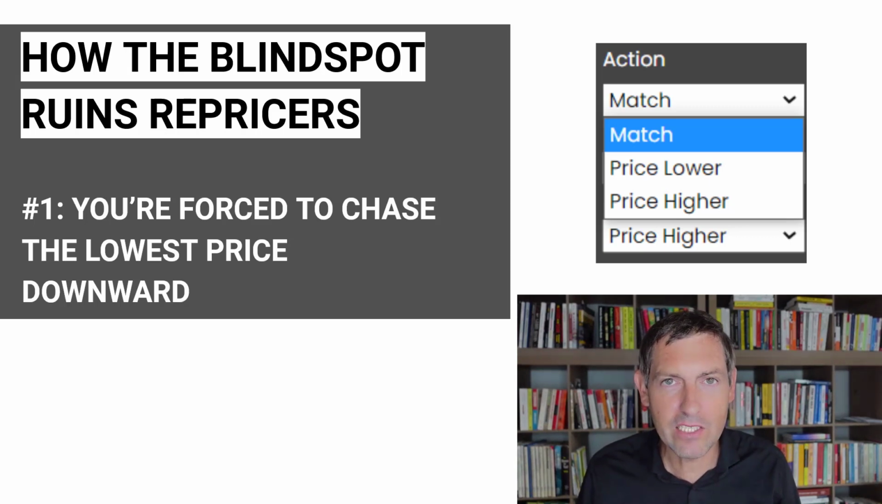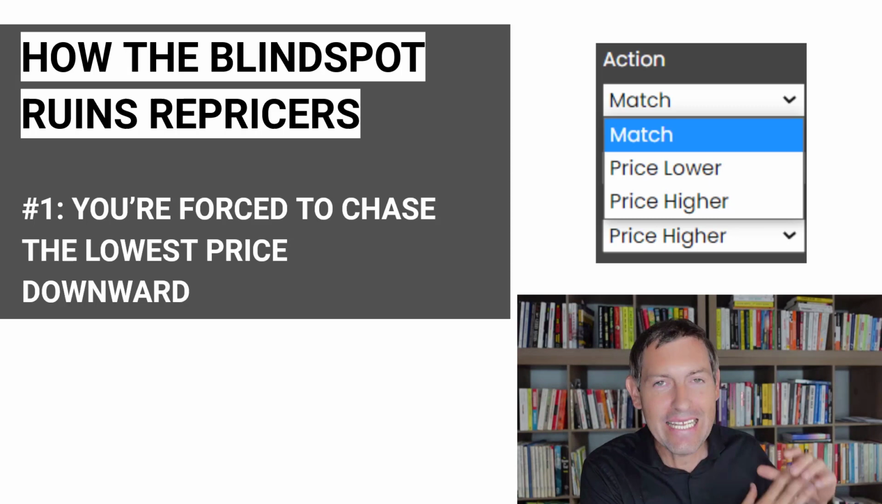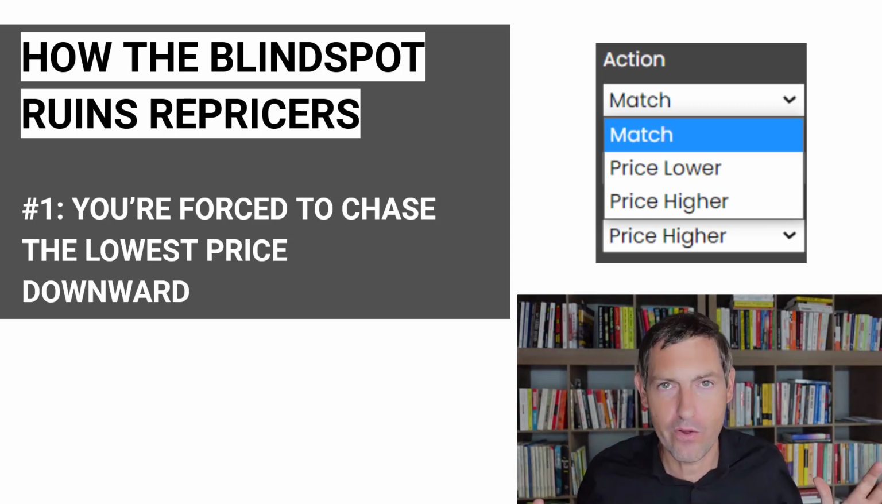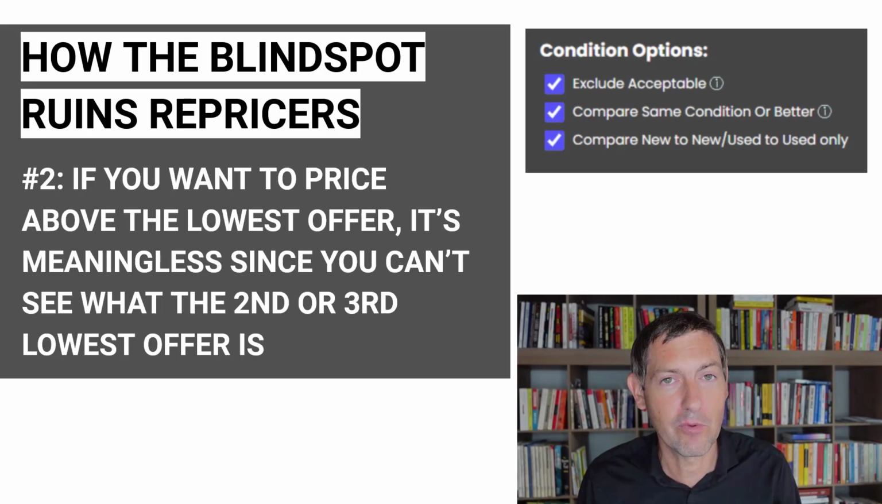So what that means is when you're using repricing tools, you are a slave to the lowest price. All you can do is continue to chase that price downward, and you're left with no other option. And of course, this is devastating to your profits because there's nothing magical about the lowest price. The lowest price is just the lowest price at this moment. There's nothing special about it. Very often, in fact, most of the time, pricing above the lowest price is actually the most intelligent move. Your current repricer doesn't let you do it. Or actually, that brings us to number 2. It does let you do it, but in a way that's completely useless.